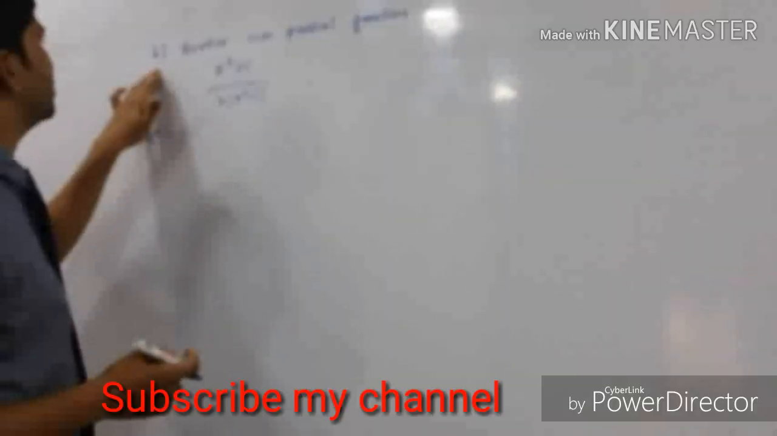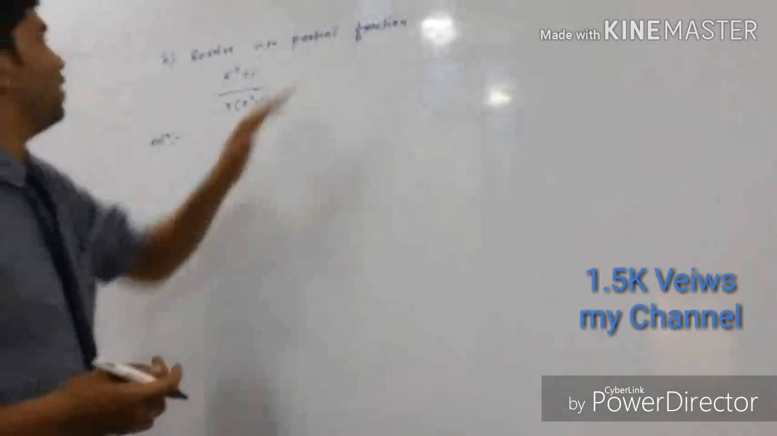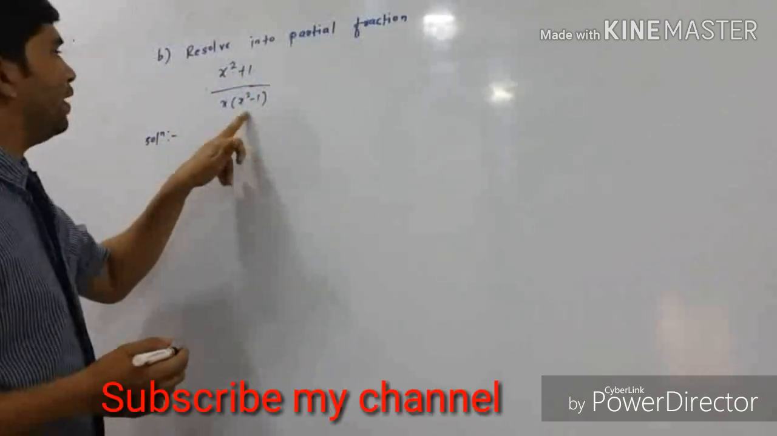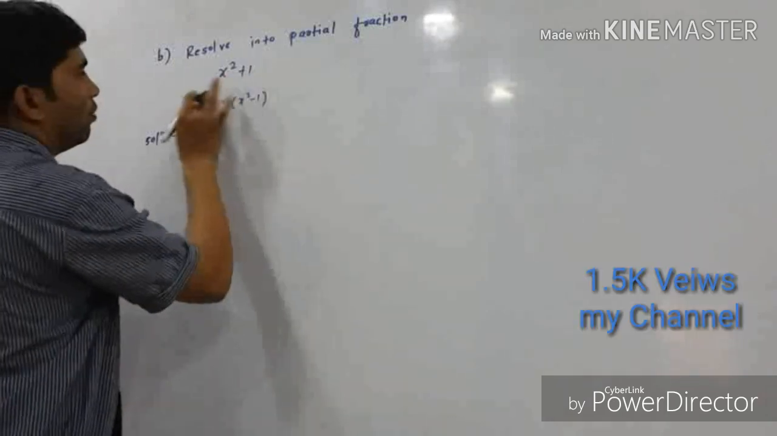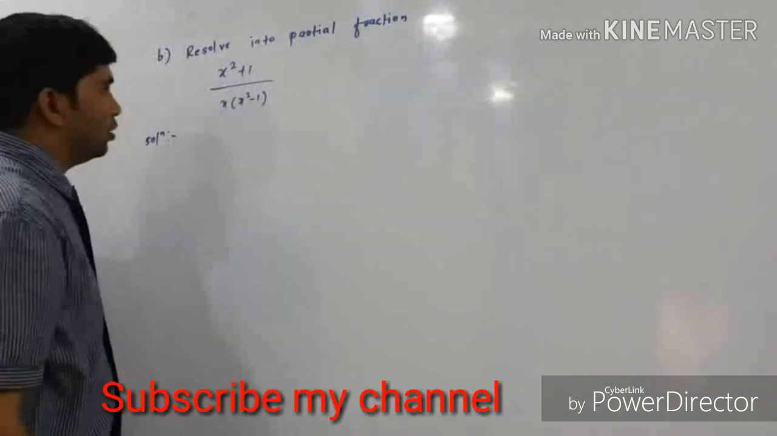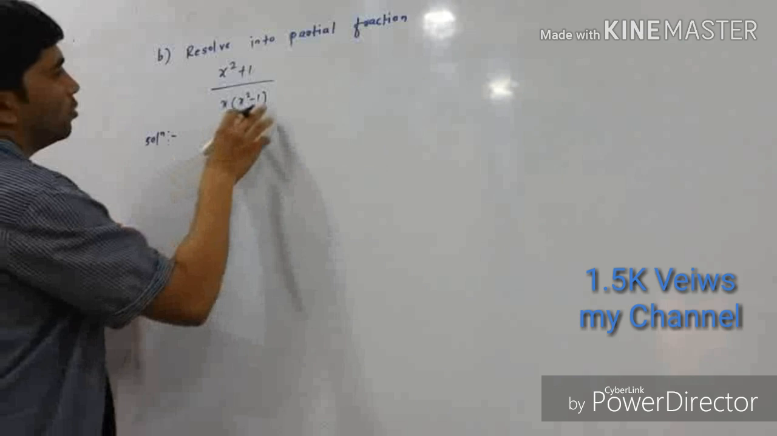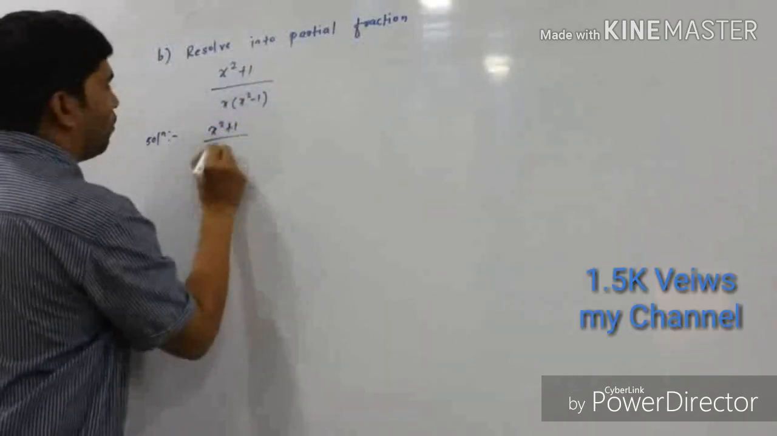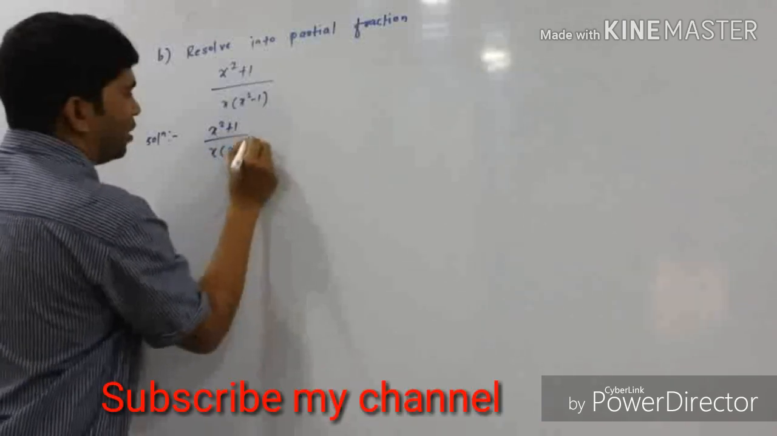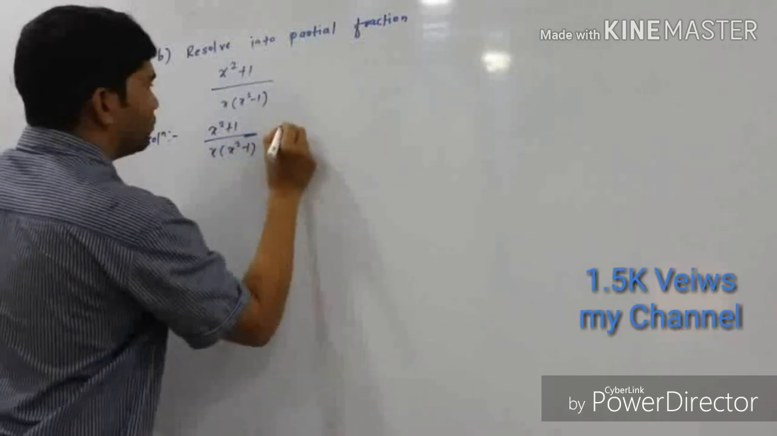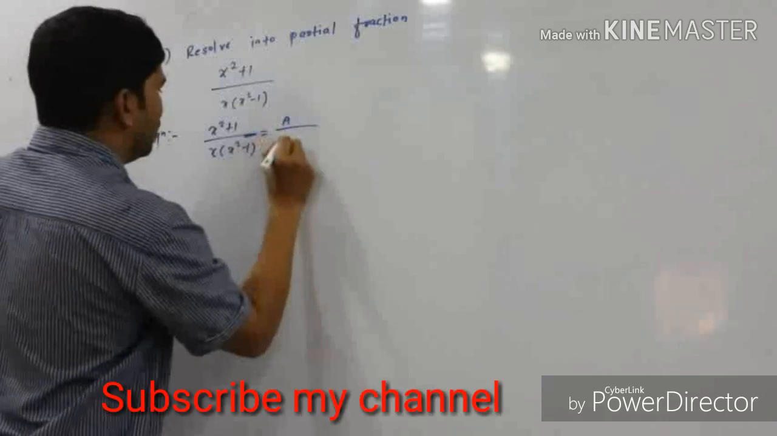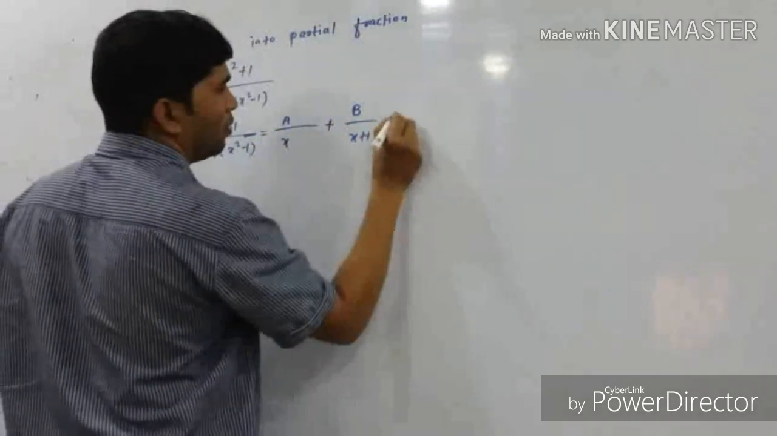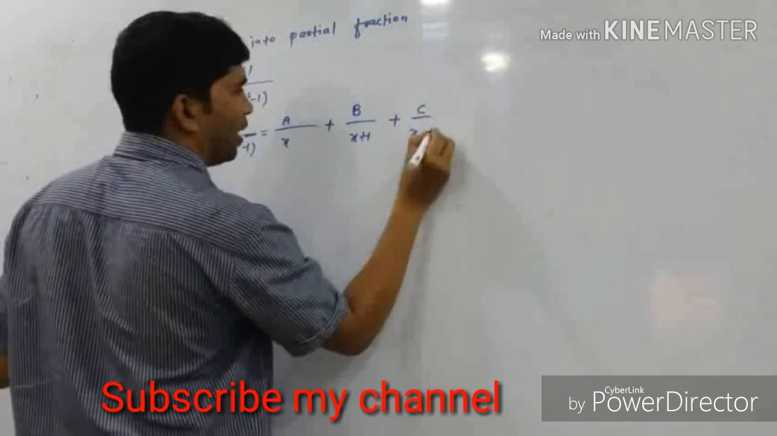Second question, B's question is resolve into partial fraction x square plus 1 upon x into bracket x square minus 1 by using partial fraction. Here we have first type of partial fraction, that is x square plus 1 upon x into x square minus 1. So we put A upon x plus B upon x plus 1 plus C upon x minus 1.